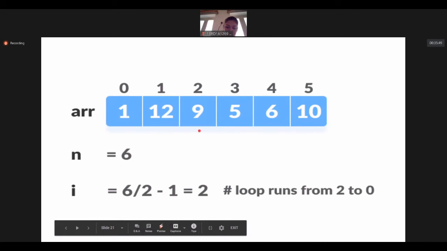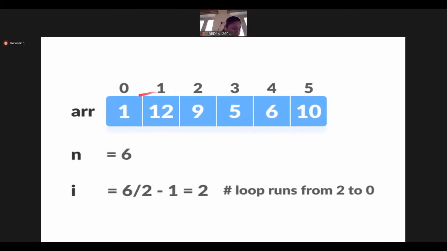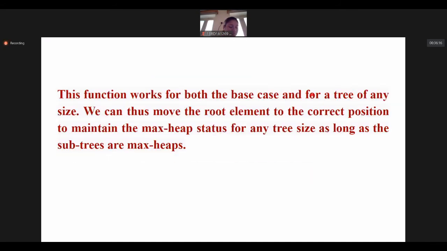So what is the element at index 2? 9. The root is 1, with left child 12 and right child 9. 12 has left child 5 and right child 6. 9 has left child 10. So we start the process.